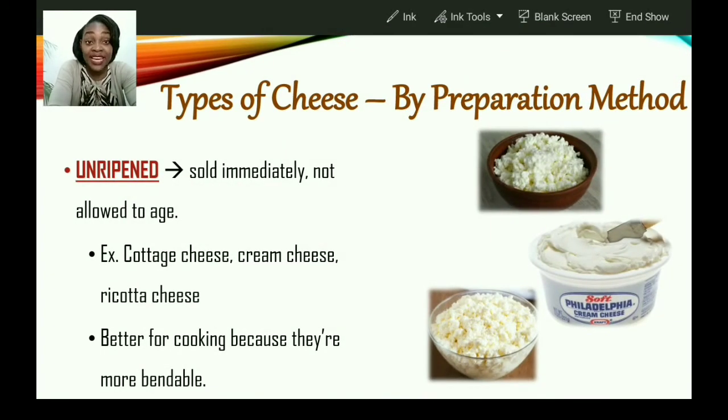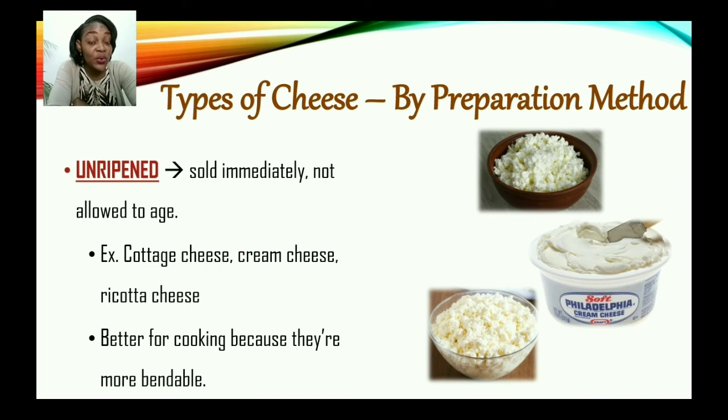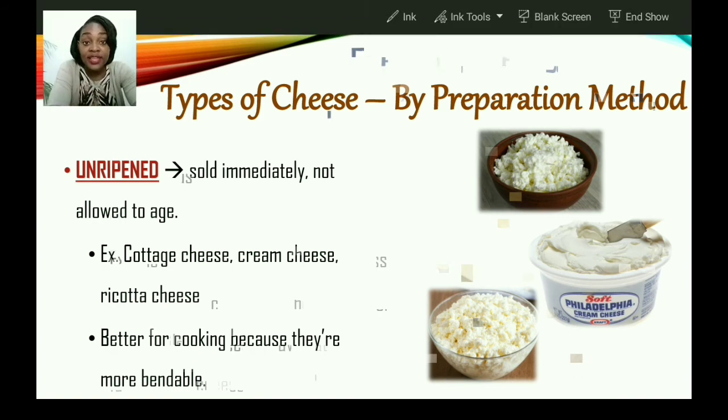Now, let us look at the different types of cheese based on their preparation method. The first category that we have is unripened, right? This one is sold immediately and is not allowed to age. It's very important to note that unripened cheeses aren't allowed to age, and therefore they may have a soft or creamy texture. Examples include cottage cheese, cream cheese, and ricotta cheese. They are better for cooking because they are blendable, or we may say spreadable.